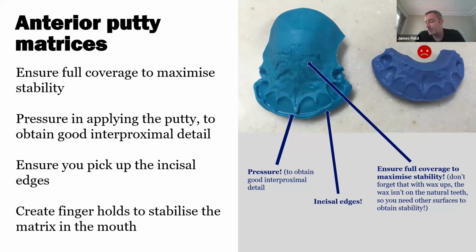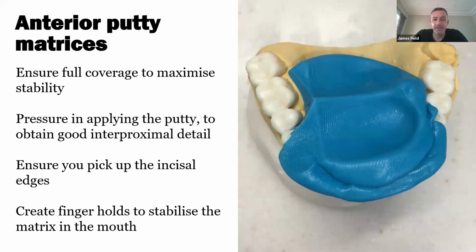And also something which isn't done very often: a lot of people will make a putty matrix on the bench and they'll apply the putty over the cast. But if you actually put a couple of finger holds into that as it's setting, then it makes holding it in the mouth extremely easy compared to a fairly rounded or slippy contour, which you get if you just make it rounded on the bench.